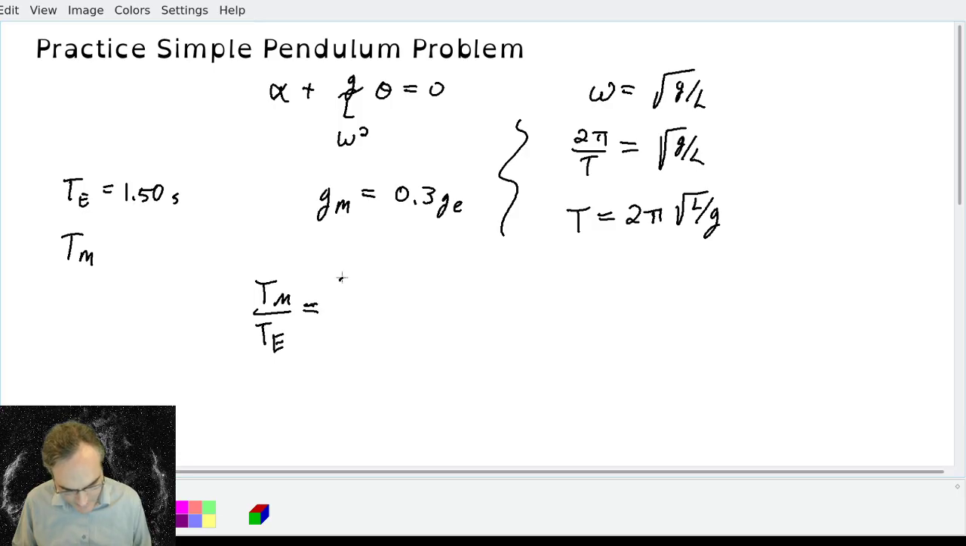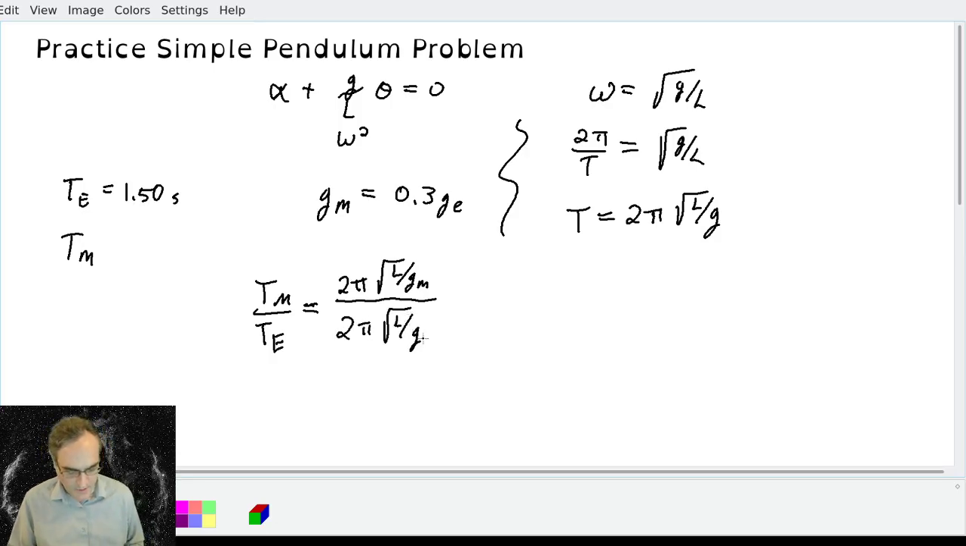So for Mars we'll have 2 pi square root of L over g Mars. On the bottom we'll have 2 pi square root of L over just g on the Earth, the 9.8 meters per second squared. Okay, and of course you notice we get a huge amount of cancellation when we do that, resulting in the square root of g on the Earth divided by g on Mars.